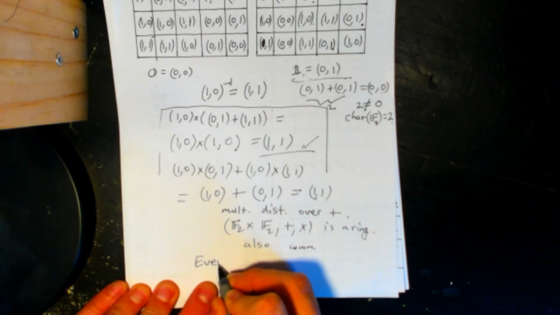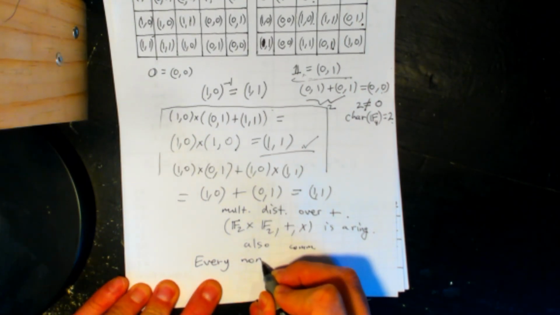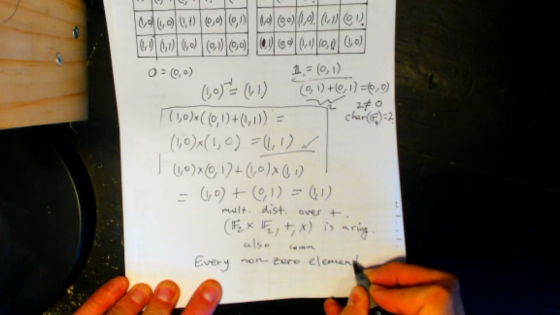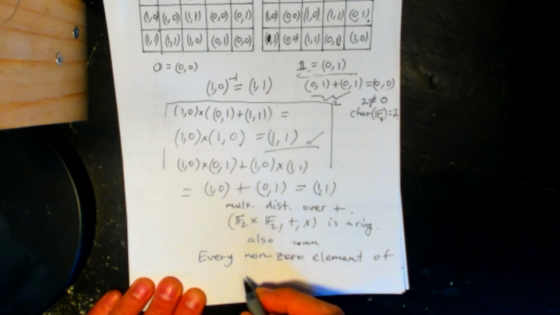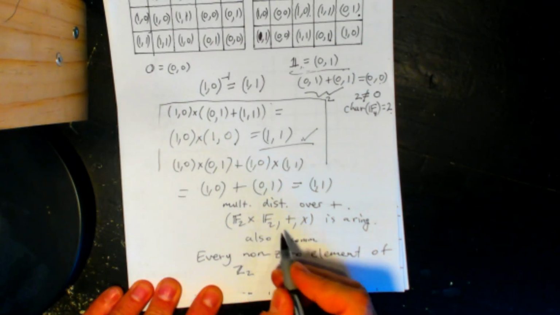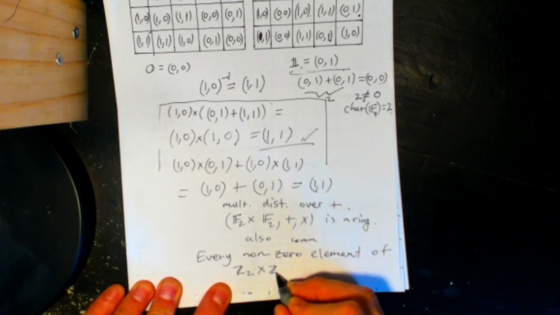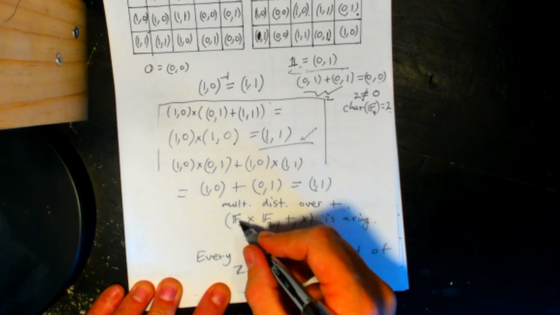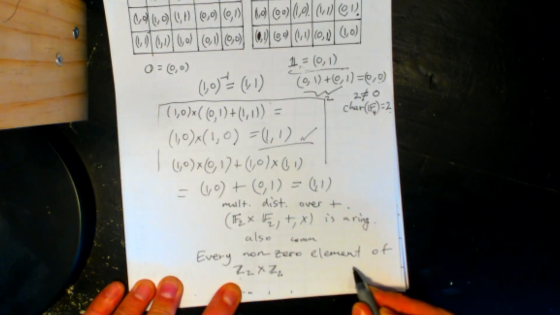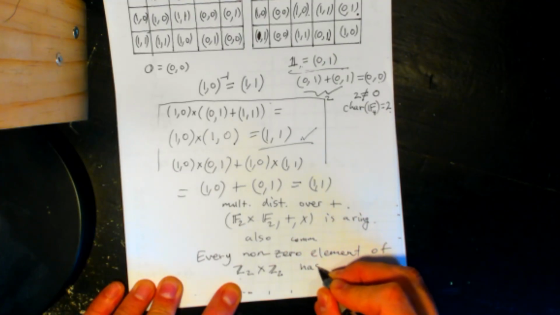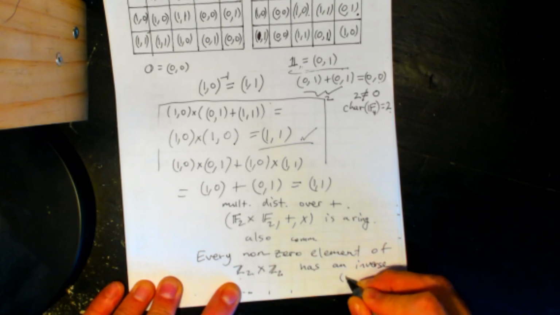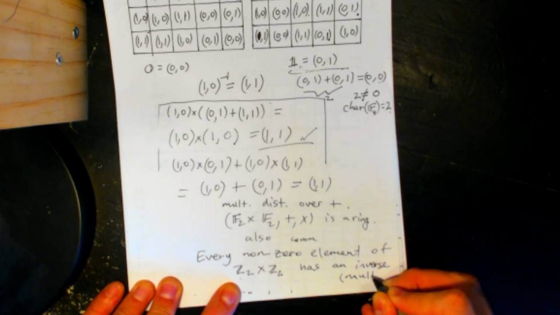Okay, every non-zero element of this. So these are the same, but I've started to write integers mod 2, so that's okay because these two things are the same in this case. Every non-zero element of this has an inverse, and by that I mean multiplicative inverse.